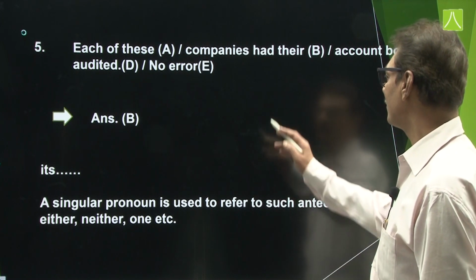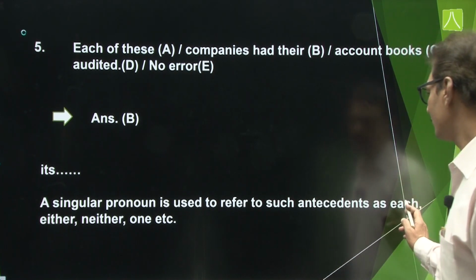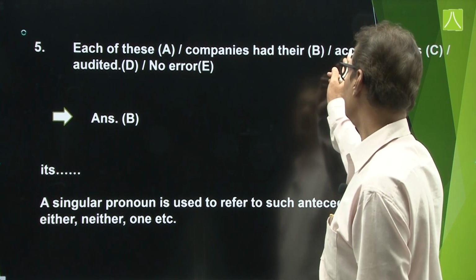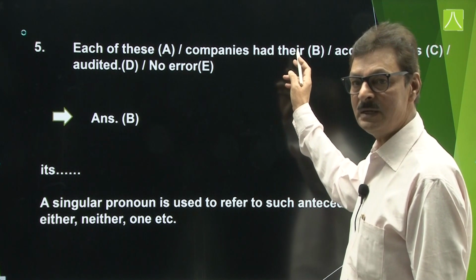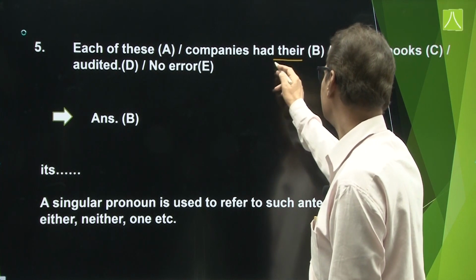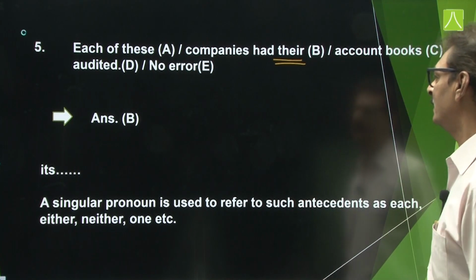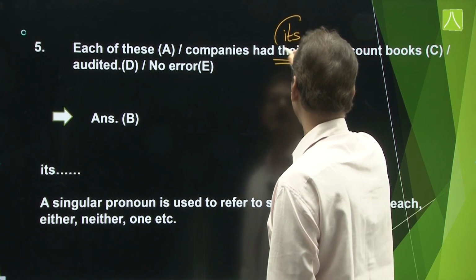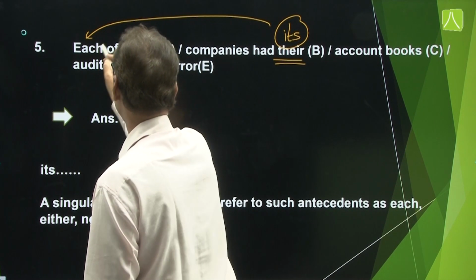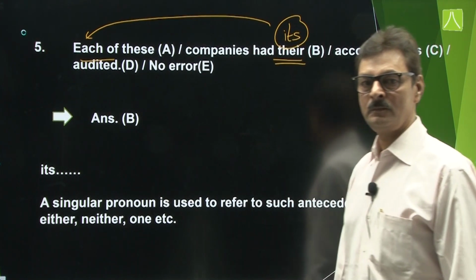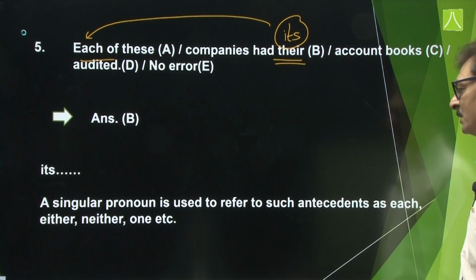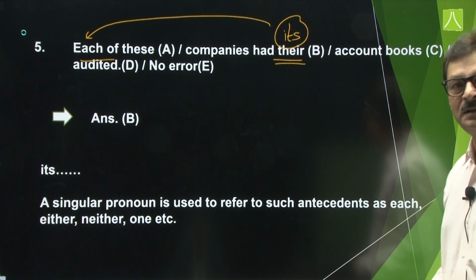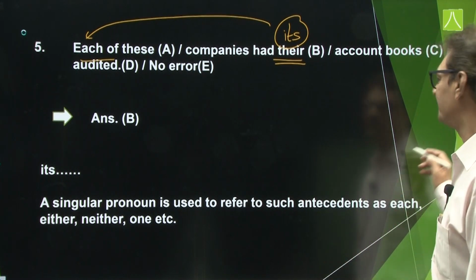And क्या है? Each of these companies had. क्या आना चाहिए? Had their its accounts. ये there नहीं आएगा. It should become singular. So this is the error over here. Yes. So instead of there, it should be its. Why? We are talking about each of. So a singular pronoun is used to refer to such antecedents as each, either, neither, one, etc.